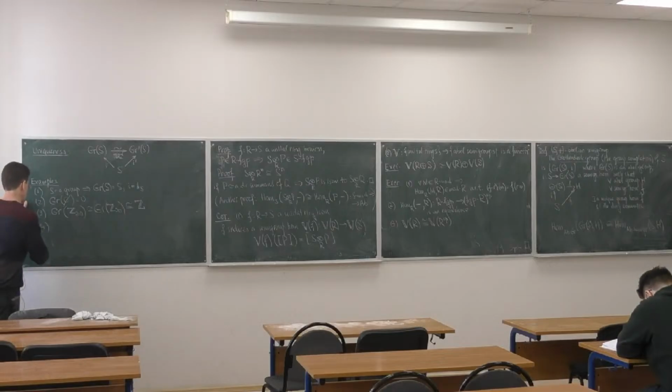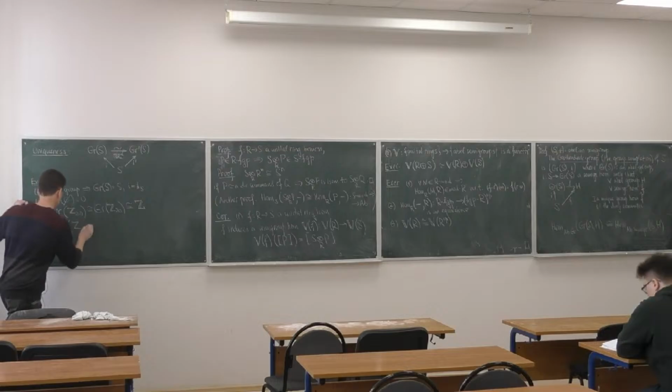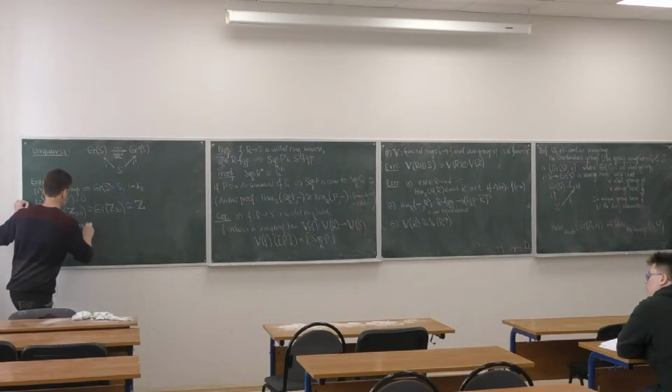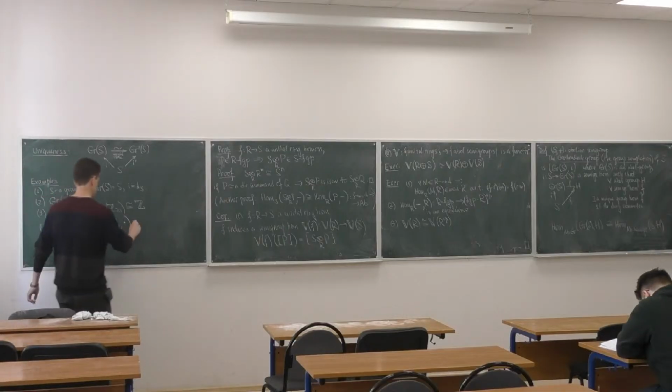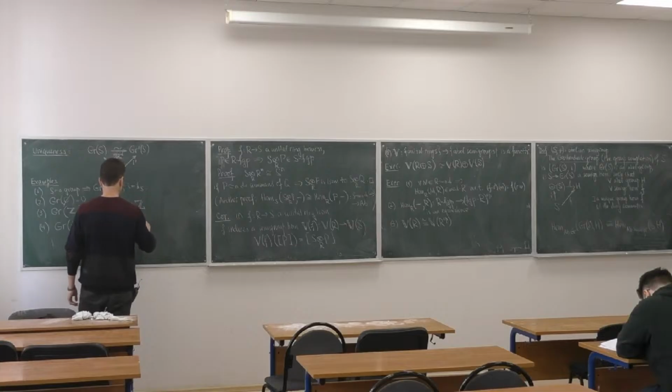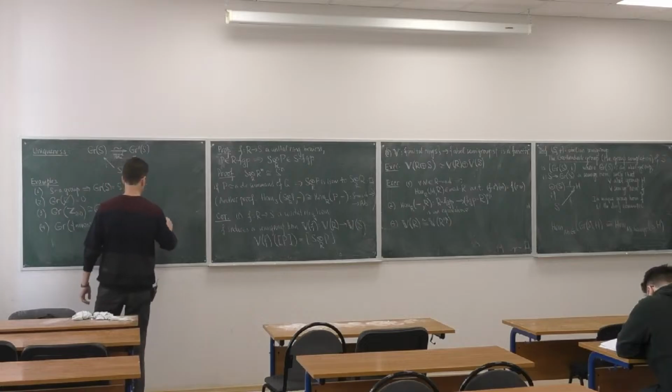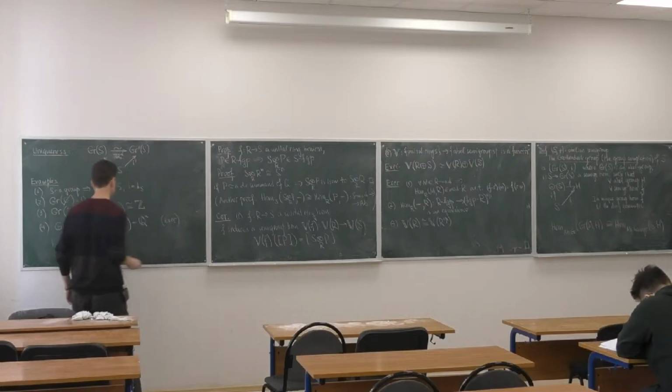If we take the semigroup of all non-zero integers, the multiplicative semigroup of all non-zero integers, then what we get is the group of all non-zero rational numbers. This is an exercise for you.